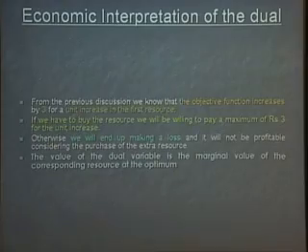Right. From the previous discussion, we know that the objective function increases by 3. If we have to buy the resource, we will be willing to pay a maximum of 3 rupees for the unit increase. Otherwise, we will end up making a loss and will not be profitable considering the purchase of the extra resource. So the value of the dual variable is the marginal value of the corresponding resource at the optimum.